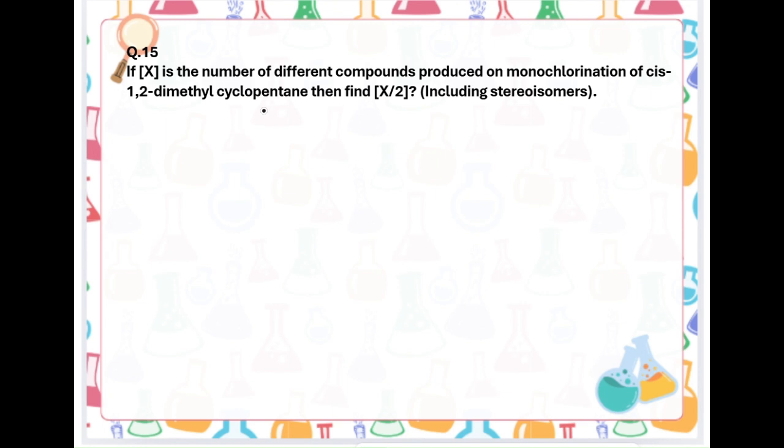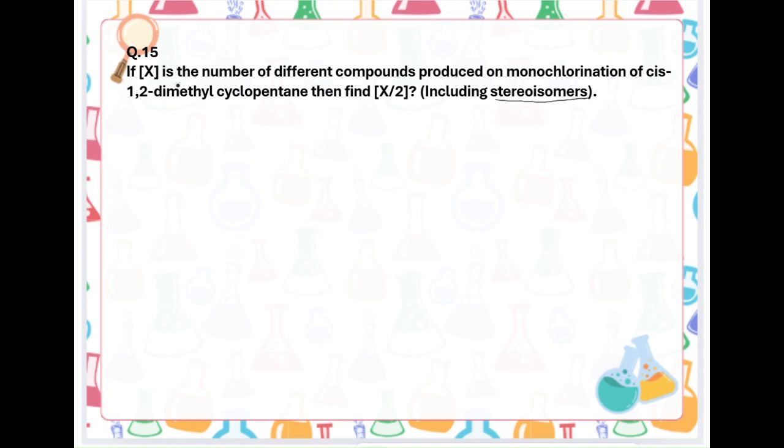In this video, I am going to solve a question based on the isomerism and halogenation of hydrocarbons. Let me read the question. If X is the number of different compounds produced on monochlorination of cis-1,2-dimethyl cyclopentane, then find X divided by 2 value. We need to include the stereoisomers as well.